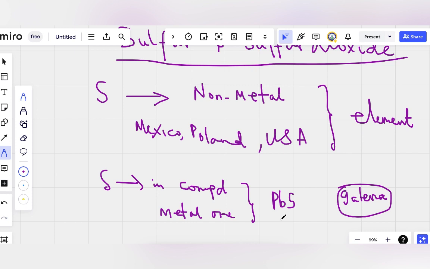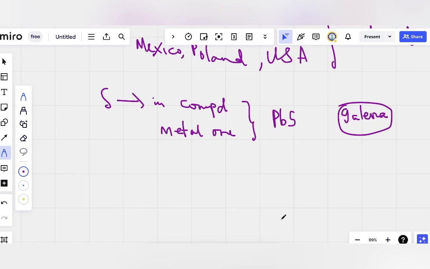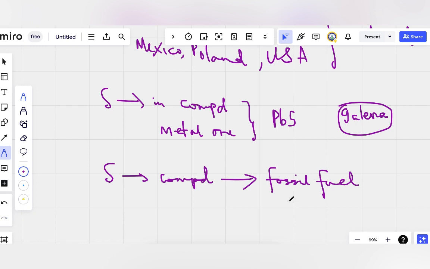We say sulfur compounds also occur naturally in fossil fuels, like coal. You know fossil fuel, right? You can find sulfur compounds in fossil fuel. A good example of fossil fuel is coal. If you extract coal, you'll find sulfur. In natural gas, like methane, you also find sulfur in the compound.